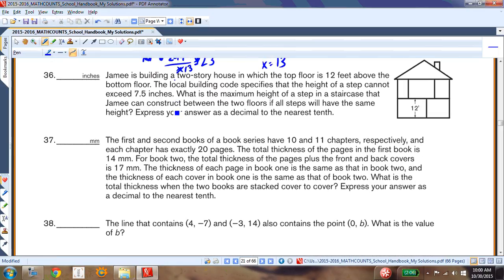Jamie is building a 2-story house in which the top floor is 12 feet above the bottom floor. The local building code specifies that the height of a step cannot exceed 7.5 inches. What is the maximum height of a step in a staircase that Jamie can construct between 2 floors if they all have the same height?